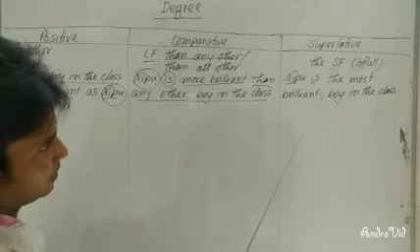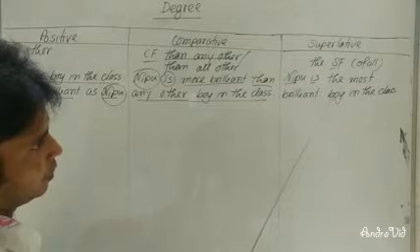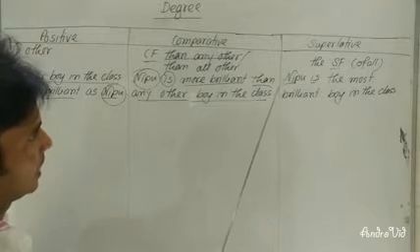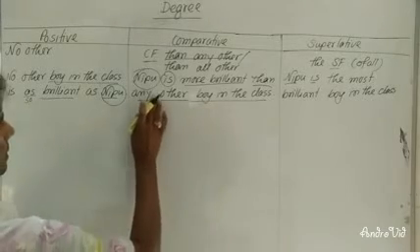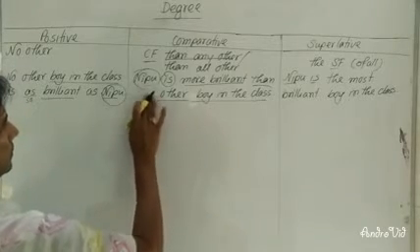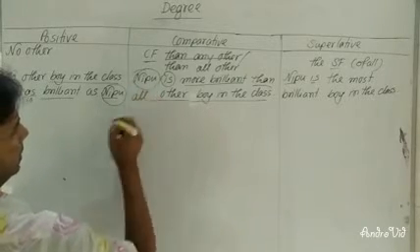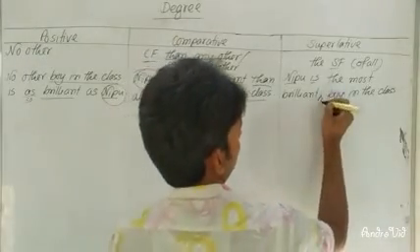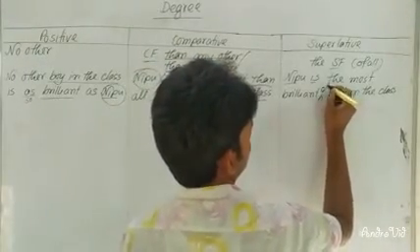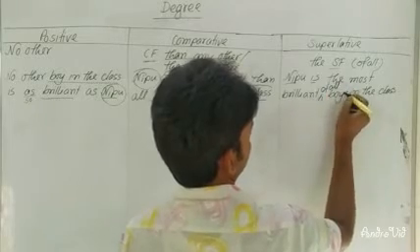If you write here "of all", then boy will be boys. And if you write here "any other" or "all other", then with "all other" you will have to write here boys. I'm going to repeat it. If you write here "all other", you will have to write here boys. And if you write here "of all", then you will write here boys.